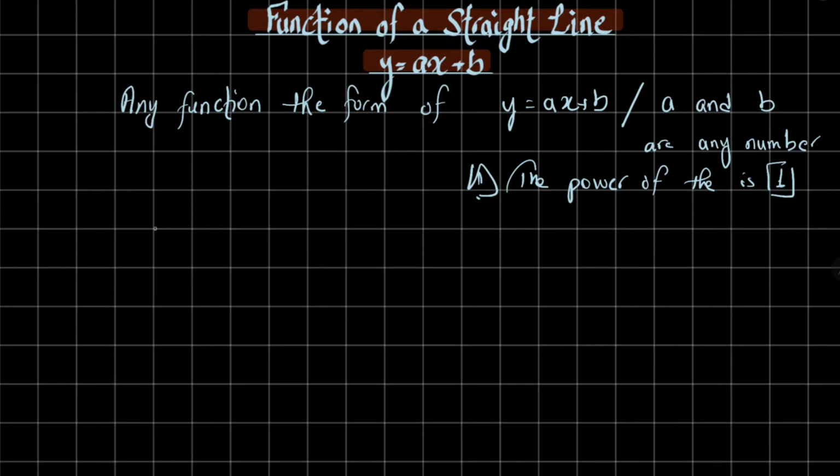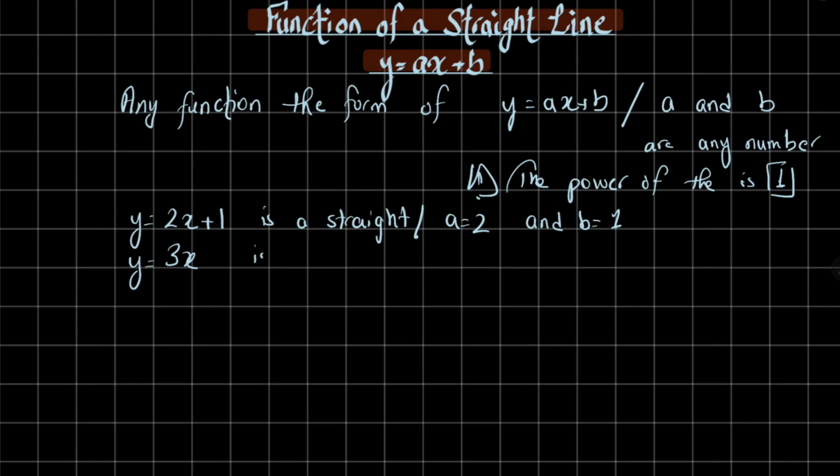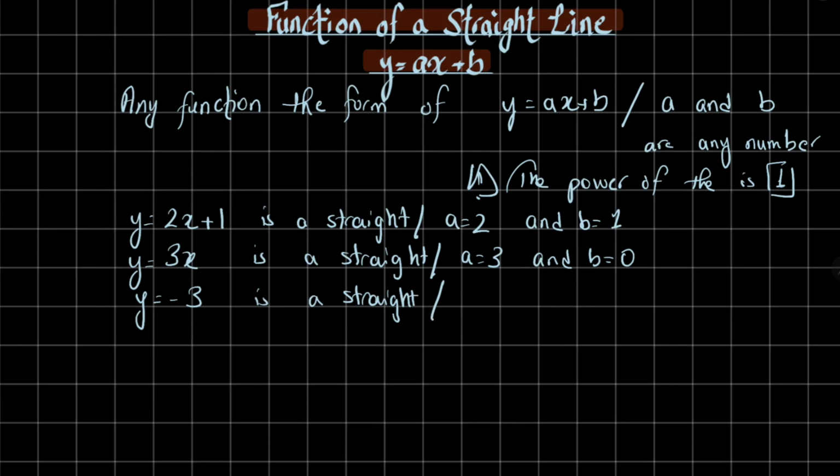So let's take some examples. y equals 2x plus 1 is a straight line such that a equals 2 and b equals 1. y equals 3x is a straight line such that a equals 3 and b equals 0. y equals minus 3 is also a straight line such that a equals 0 and b equals minus 3.